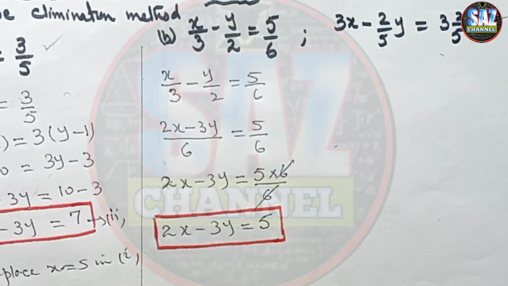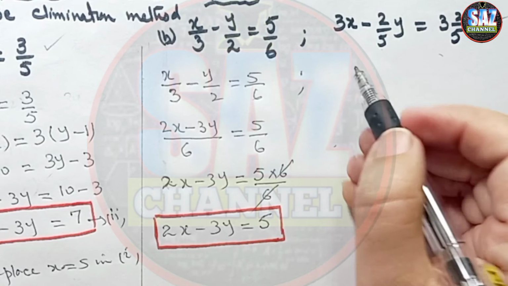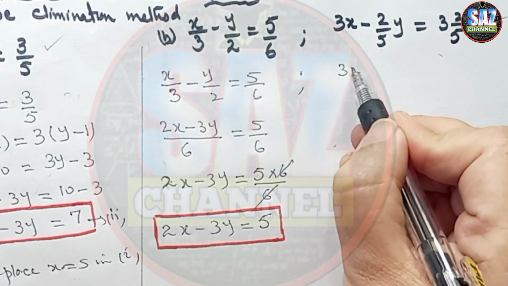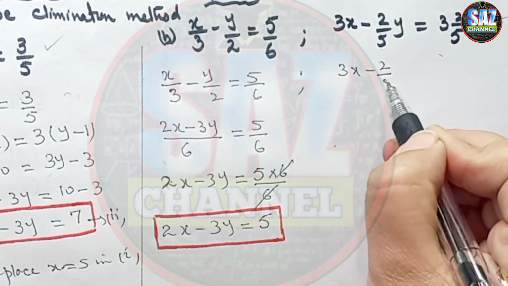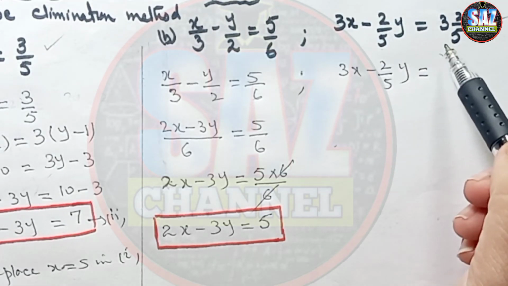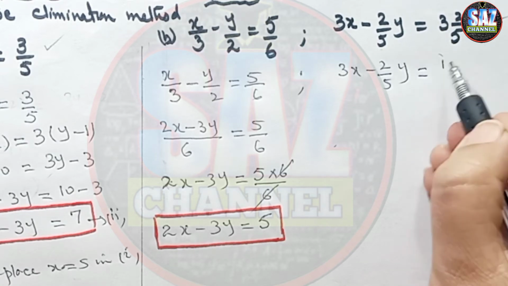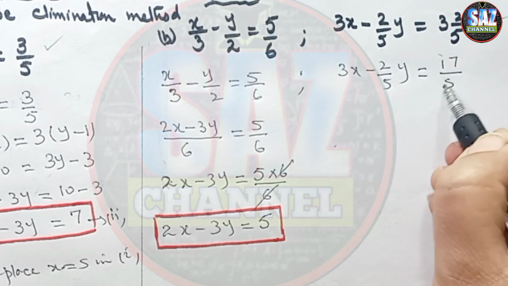And then coming to the second equation, that is 3x minus 2 by 5 y equals 3 whole 2 by 5. This is a mixed number. 5 threes are 15 plus 2, 17 by 5.